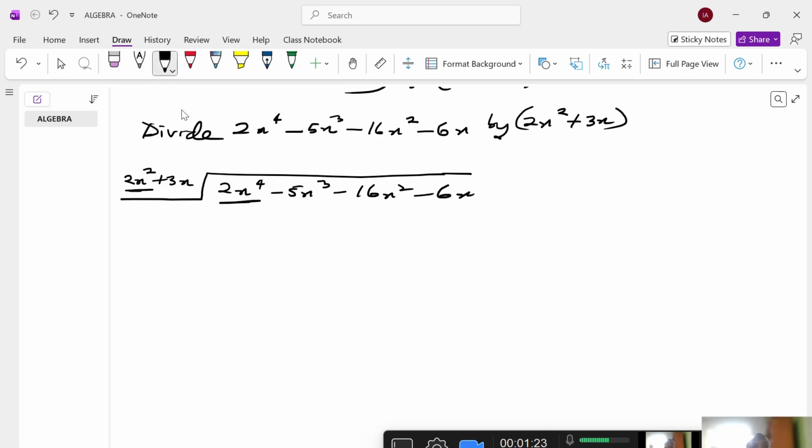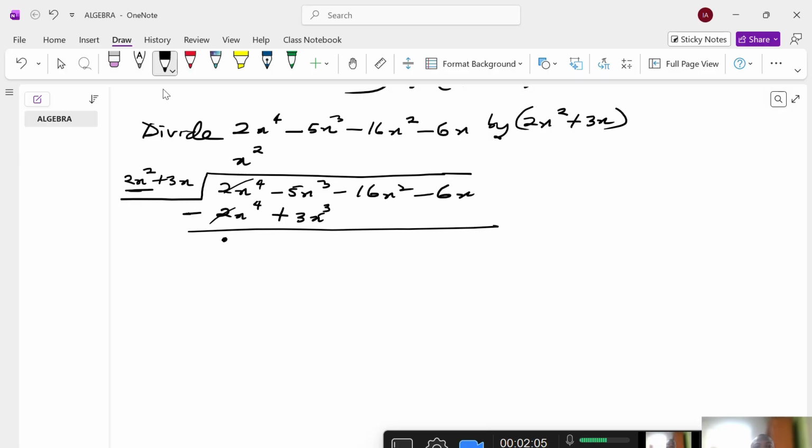So 2x raised to power 4 divided by 2x squared. 2 divided by 2 cancels out. x raised to power 4 divided by x raised to power 2 is x squared. Then you now use it to multiply both back again. So x squared times 2x squared gives me 2x raised to power 4. x squared times 3x gives me plus 3x cubed. Then what do you do? You subtract. So this gives me 0. This cancels out. These are like terms, so I can subtract.